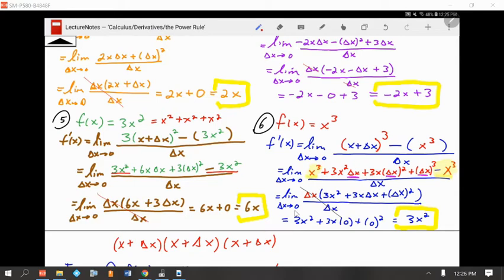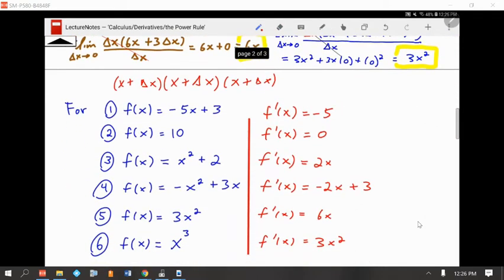And you can plug in 0 for the delta x's, right? Plug in 0 for the delta x's, and you get 3x squared plus 3x times 0, which is 0, plus 0 squared, which is 0, and 3x squared plus 0 is 3x squared. Okay, it's all right here.